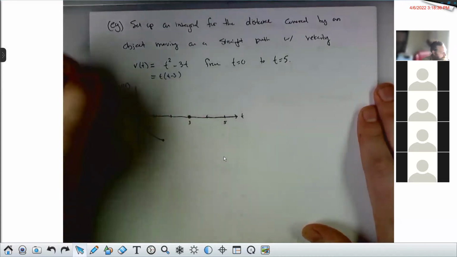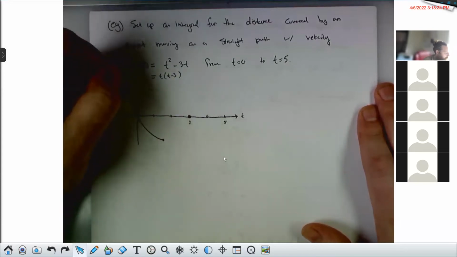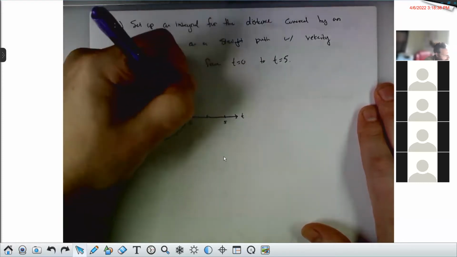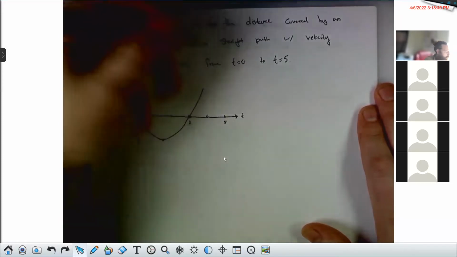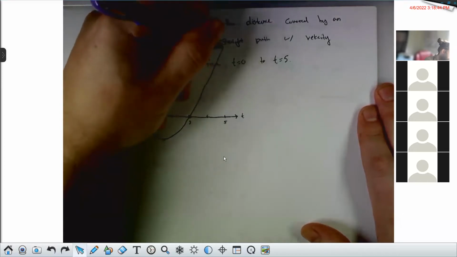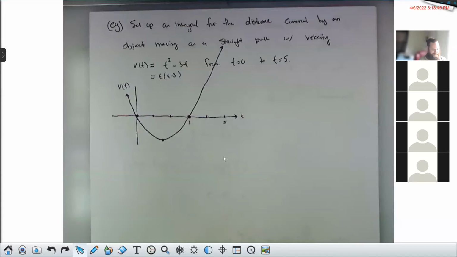I'm not even specifying a scale for my vertical axis, so it really doesn't matter. I am going to run out of space over here again. Something like this.